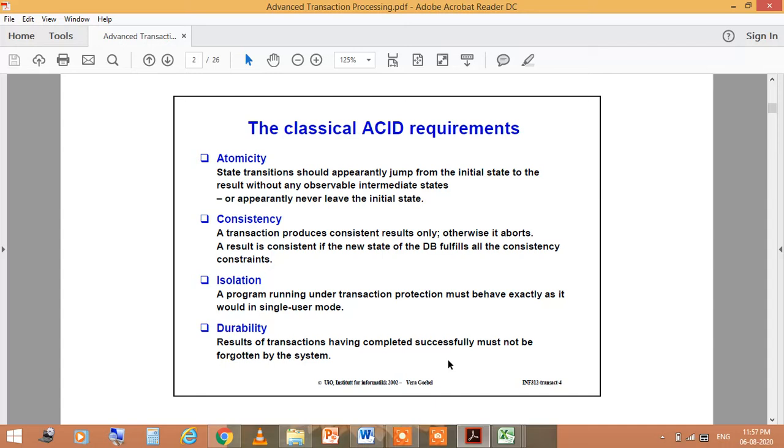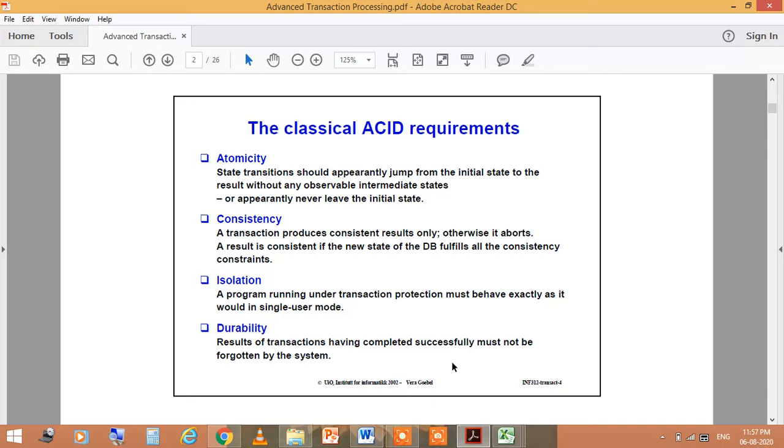The next is consistency, which means a transaction produces consistent results only, otherwise it aborts. And a result is consistent if the new state of the database fulfills all the consistency constraints. And then come to isolation. In this isolation, a program running under transaction protection must behave exactly as it would in single user mode.